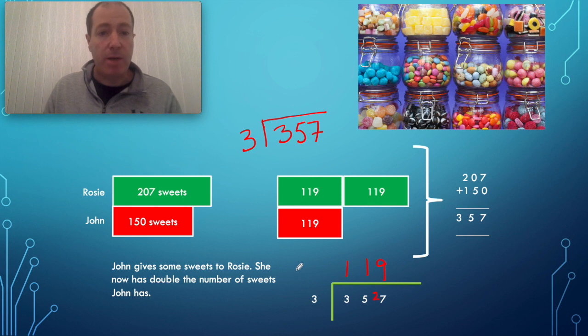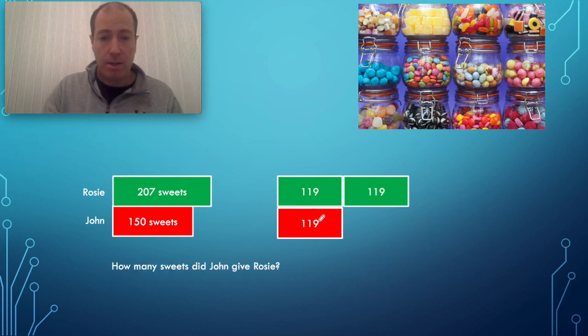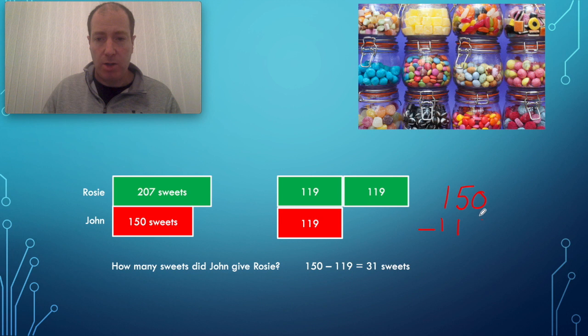Now, what was the next part of the question? The question was saying, how many sweets did John give to Rosie? Well, we can see this is where he started. He started with 150 and he's ended up with 119. So the last step would be to simply do a column subtraction, and you can see the answer's already there, but let's just confirm it is correct. So it's 150 subtract 119.